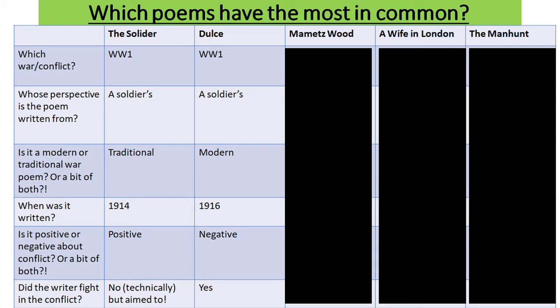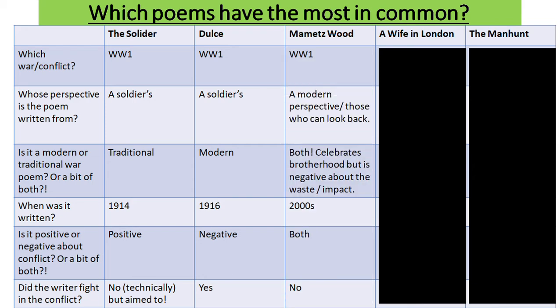Okay, Mametz Wood. Also World War One. So we've got lots of similarities in the top line so far. It's not really from a specific person's perspective. Obviously, we can see it as Owen Sheers himself visiting these fields and wanting to celebrate his Welsh countrymen's sacrifice, etc. But really, we can describe the perspective as very modern. It's those people who can look back at war and look at the after effects of it. So that one's quite a tricky one.